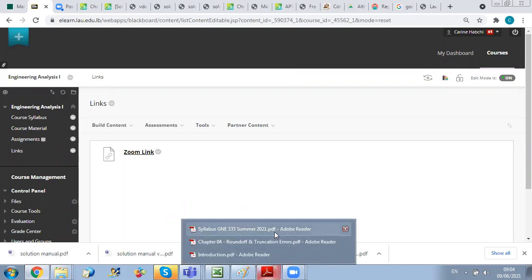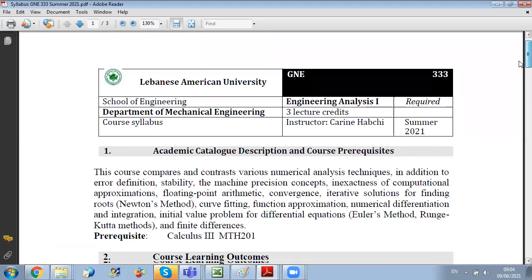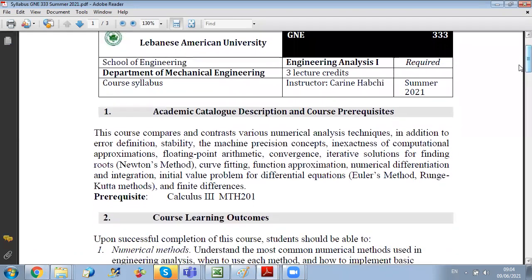Now, I will introduce the syllabus of the course, and then we will start with an introduction chapter today. First, you will use this course a lot in engineering. It will introduce numerical techniques that you can use to solve engineering or any physical problems, even any mathematical problem.